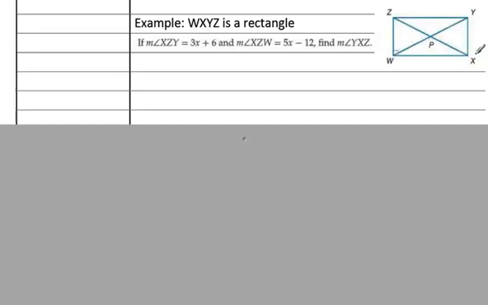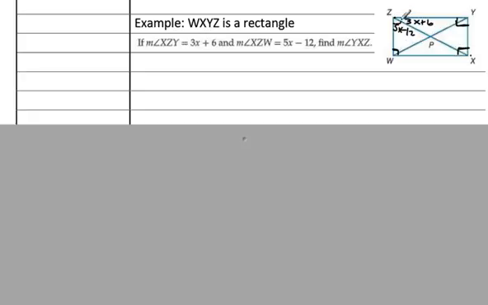Alright, so XZY, this angle here, is 3x plus 6. And XZW, X to Z to W, this angle here, is 5x minus 12. Now, if this were a rhombus, we could say that these two equal each other, because in a rhombus, the diagonals bisect the angles. But this isn't a rhombus, this is a rectangle. So the only thing we know about a rectangle is that each interior angle is 90 degrees. That's why we even have this symbol here.